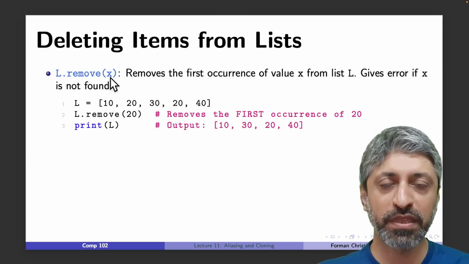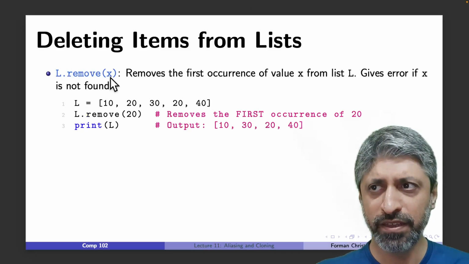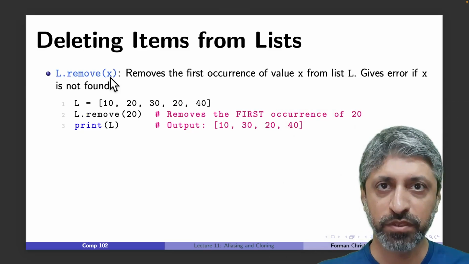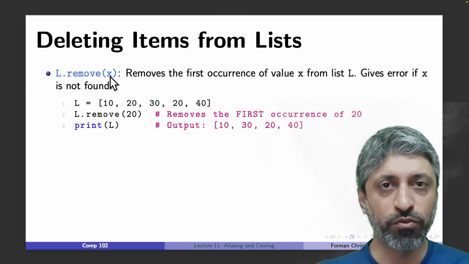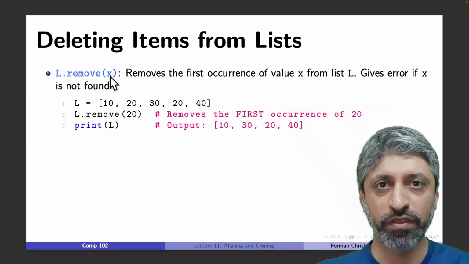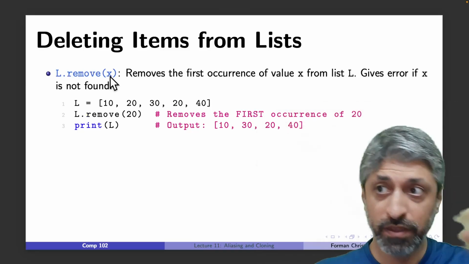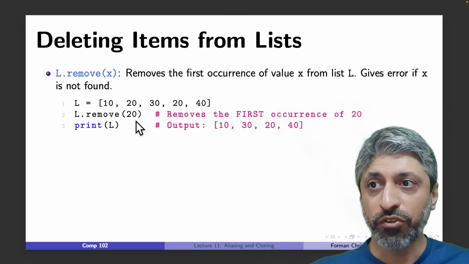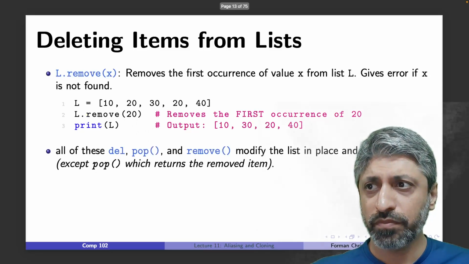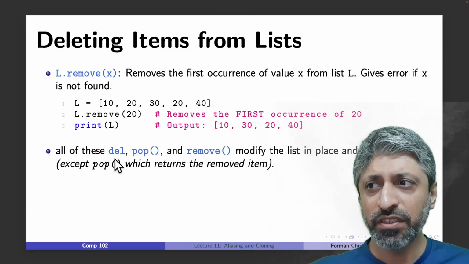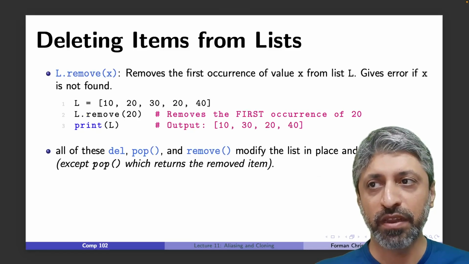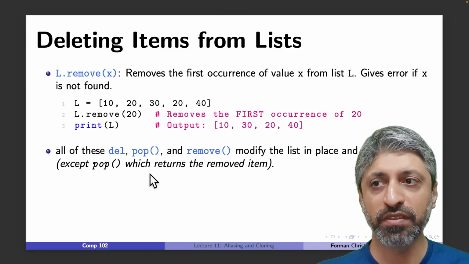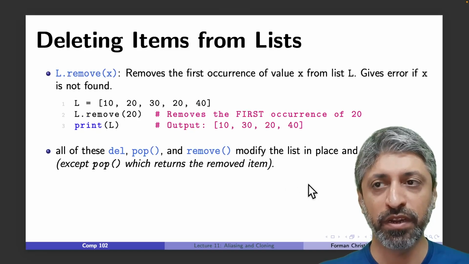So for example, आपको पता नहीं है कि किस ऑब्जेक्ट का इंडेक्स क्या है. Let's say you have a list of names, आपको नहीं पता कि Ali किस इंडेक्स पे पड़ा हुआ है, तो आप यहाँ पे सीधा सीधा Ali लिख देंगे. This is going to remove the first occurrence of Ali from that list. So this is how you use it. ये तीनों के तीनों जो हैं, delete, pop और remove, they modify the list in place and they return None except for pop. Pop returns the item जो कि इसने currently remove किया.